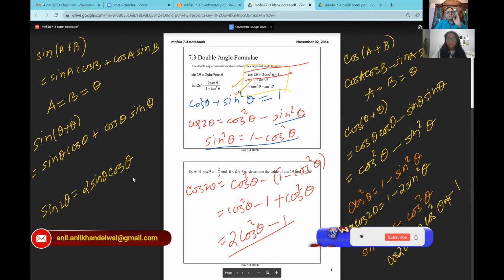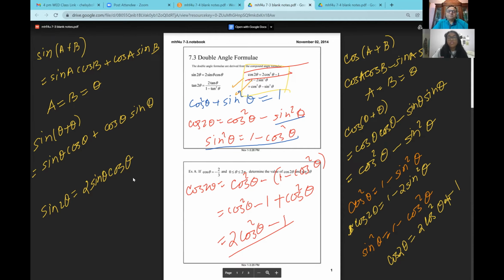Cos 2 theta is an extremely important formula set because it helps you write cosine in terms of sine also, correct? I could write cos 2 theta as 1 minus 2 sine square theta. So if in an equation I have got sine square theta, I could write it in terms of cos 2 theta. You get the idea. So it really helps.